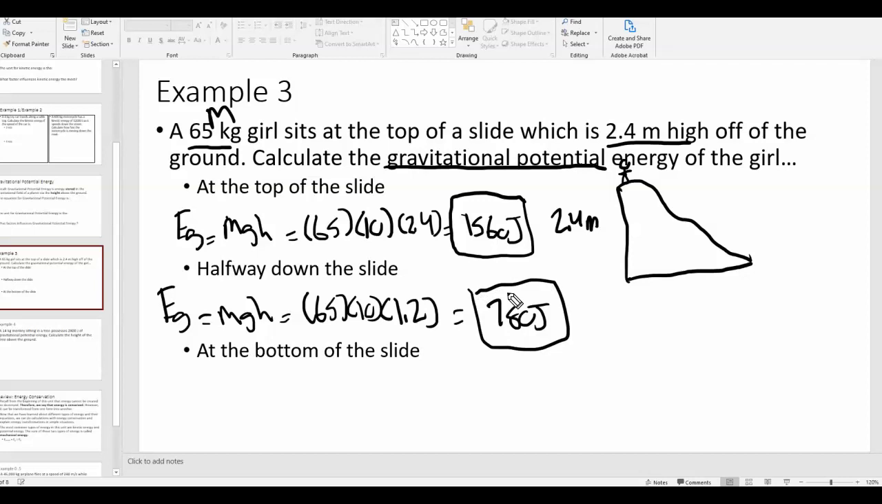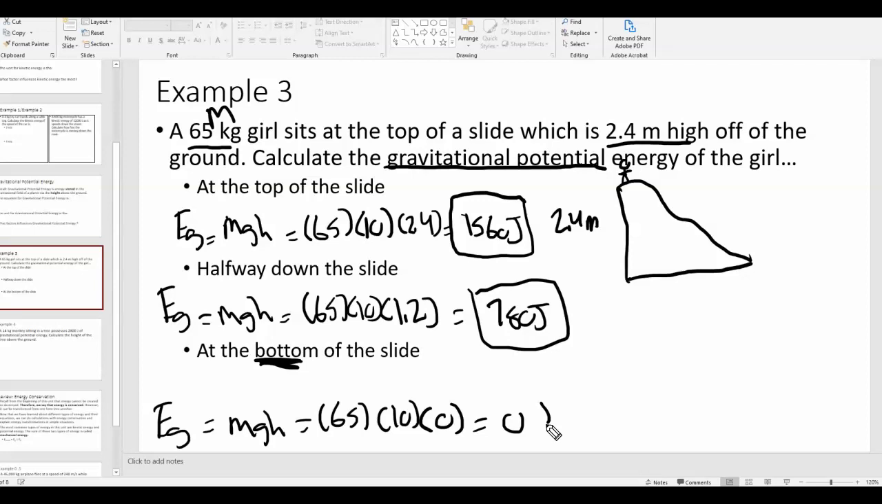And then example 3, at the bottom of the slide, same equation, but then you have to think, well, what is the height at the bottom of the slide? Okay, 65 times 10, but now at the bottom of the slide, the height is 0, and 0 times anything is 0. Okay, so at the bottom of the slide, the girl has no more gravitational potential energy.